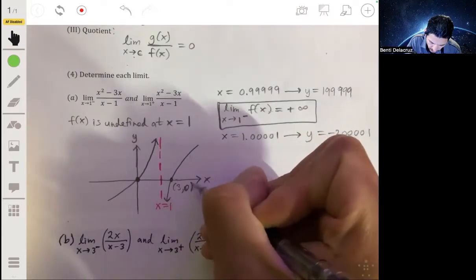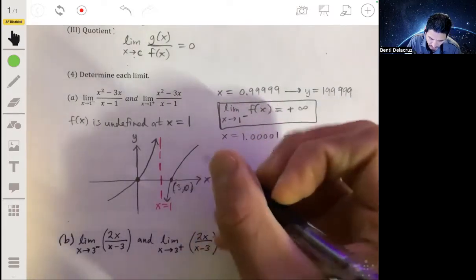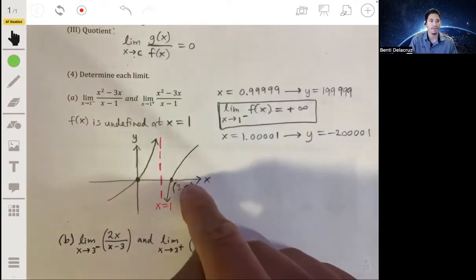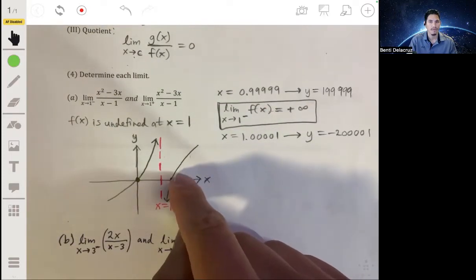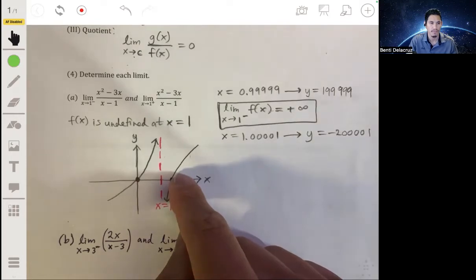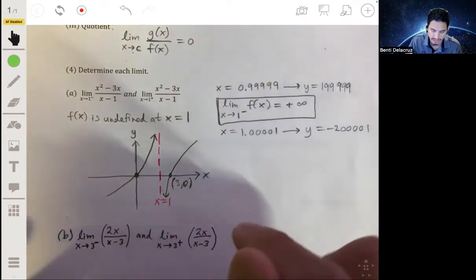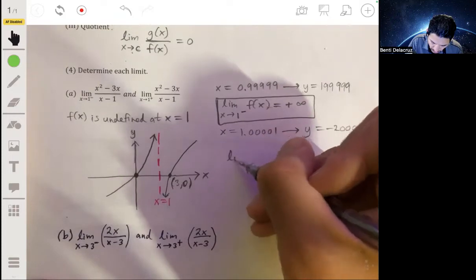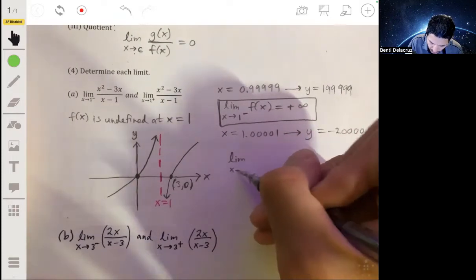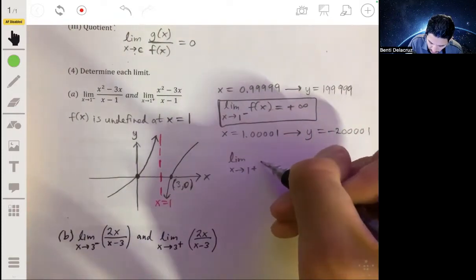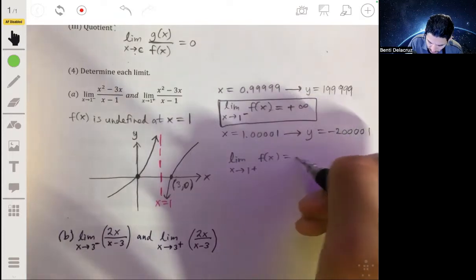Again, we don't really care yet about figuring out the details of the graph. We just care about the behavior of the limit as the graph approaches this asymptote. So we can say now the limit as x approaches 1 from the positive side of f of x is equal to negative infinity.